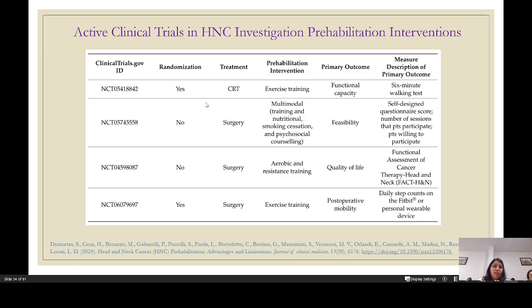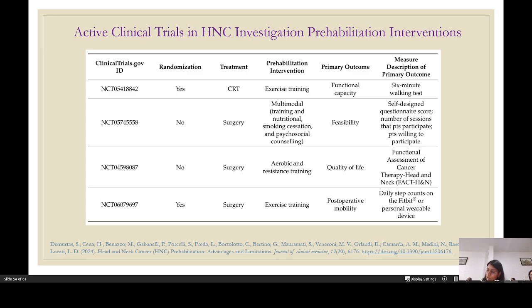The next trial is NCT05745558. Randomization is not included. They include surgery, and the intervention is multimodal training, nutrition, smoking cessation, and psychological counseling. The primary outcome was feasibility, and the measure was a self-designed questionnaire score, number of sessions, patient participation, and patient willingness to participate.